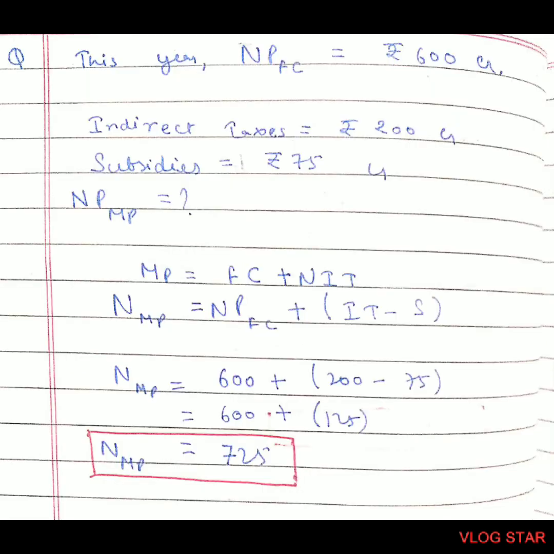Next question. We are given NP at factor cost rupees 600 crore, indirect taxes rupees 200 crore, subsidies rupees 75 crore, and we have to find national product at market price. We know the formula for market price, that is equal to FC plus NIT, and NIT is IT minus subsidies. So that would be 200 minus 75 equal to 125. So now national product at market price would be, inserting the value, 600 plus 125, that is equal to 725. So the national product at market price would be 725.